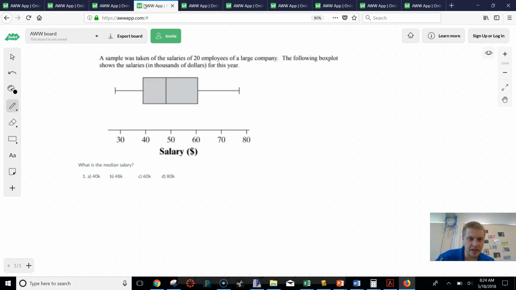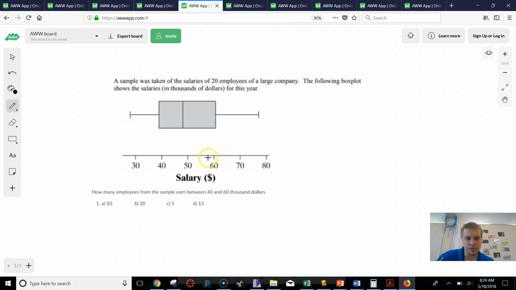A sample was taken of 20 employees from a large company, and the box plot shows, well, what's the median salary? Well, we just look about where this middle line hits for our box plot, so the median salary would be there at 48.